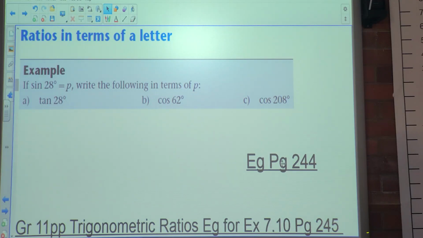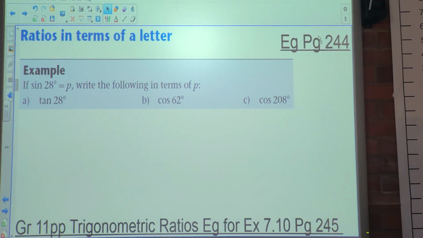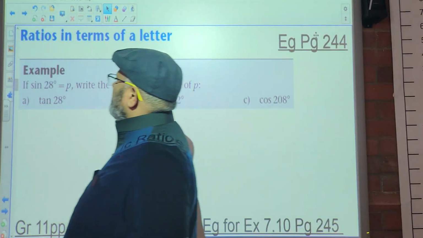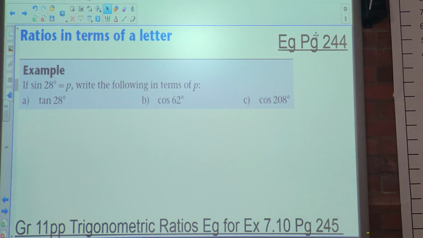Just remind me before the end of the lesson, I must give you a breakdown of your upcoming cycle test. Okay? Your trigs will be tested up until this point. That general solution that we went into yesterday will be done in your June exam. It won't be tested in the upcoming cycle test. Okay.